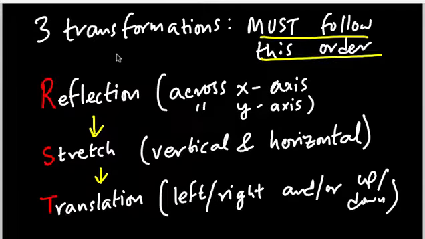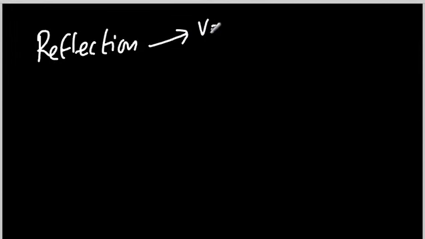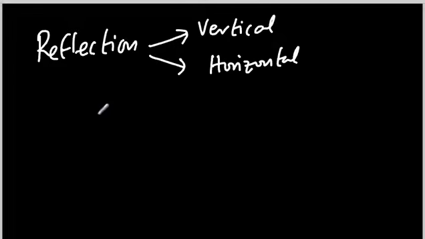So if you were with me in the last video, I basically gave an overview of the three types of transformations that we will be doing in this course. And they are reflection, stretching, and translation. First, I'm going to focus on reflection. So like I said before, there are two types of reflections. One is known as a vertical reflection, and the other one is obviously known as a horizontal reflection. The first one we're going to focus on is called a vertical reflection.